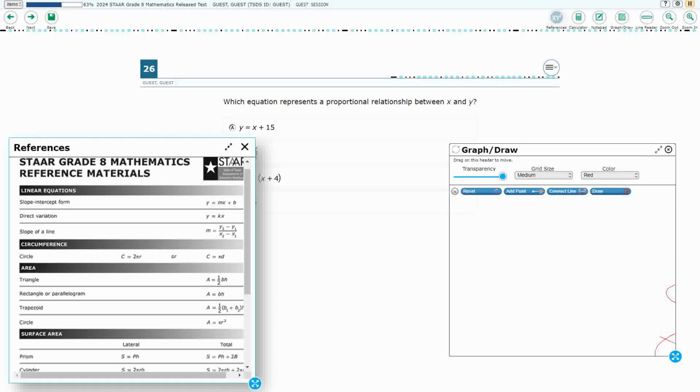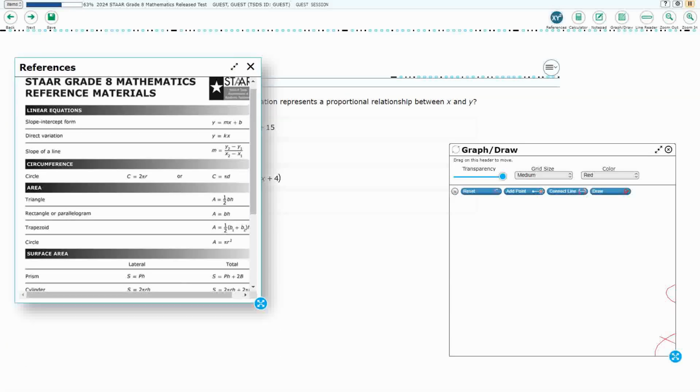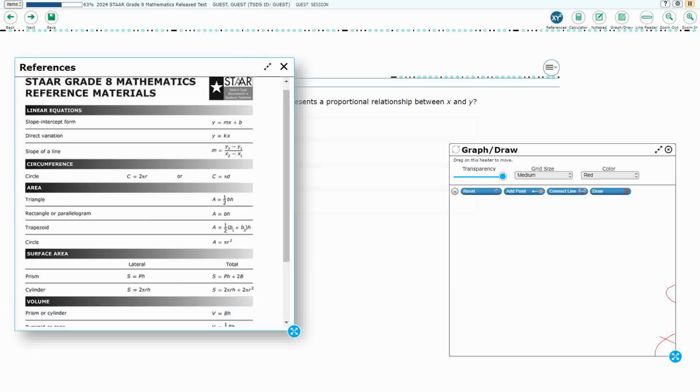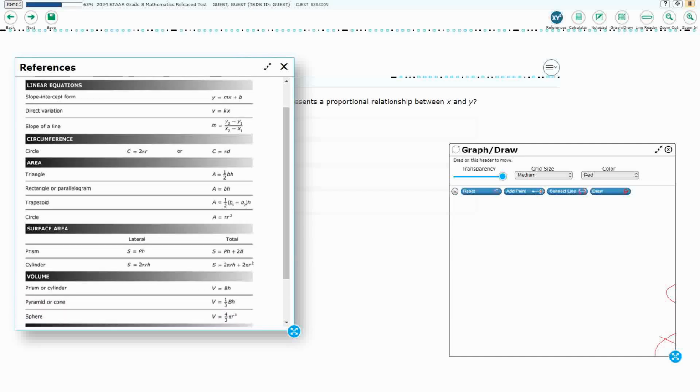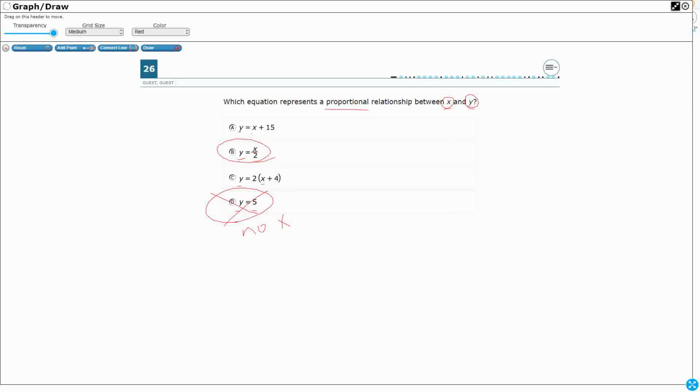Let's look at our reference material because there's one piece of information that can still kind of help us. Now, it doesn't say proportional, but we do know on our linear equations we have slope-intercept form, y equals mx plus b, and direct variation, y equals kx, right? And they're both very similar. The m and the k kind of serve the same function here. The difference is that slope, that intercept, that plus b. That's the difference between these two, okay?